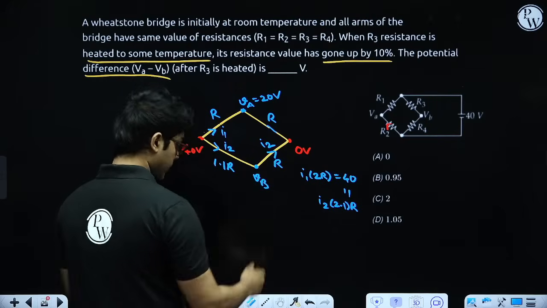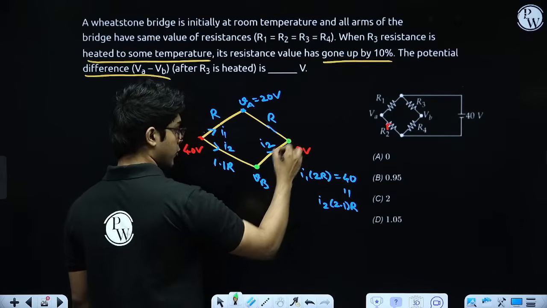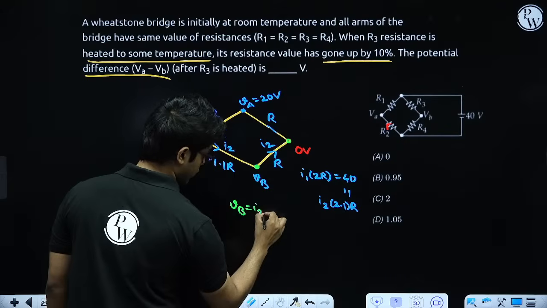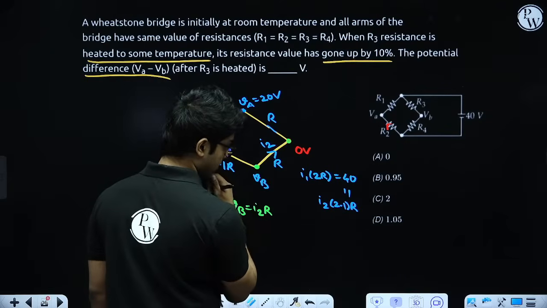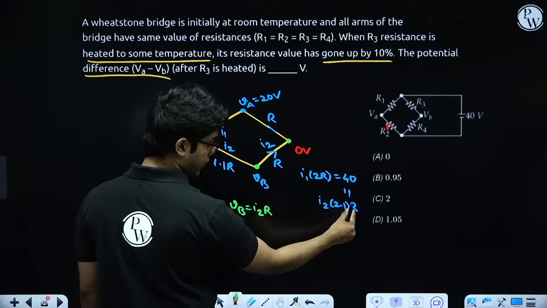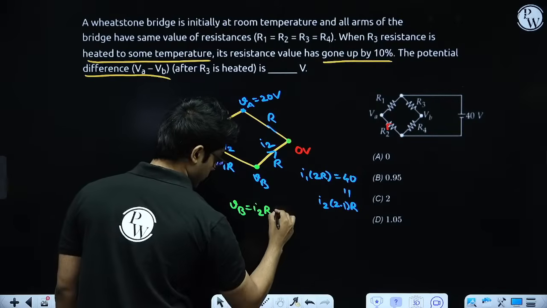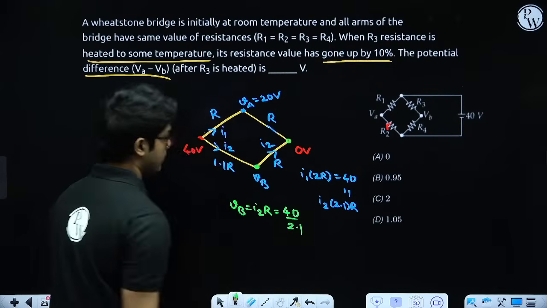So this VB voltage minus 0 is I2 into R. So VB is going to be I2 into R, right? Using this branch, applying Ohm's law. I2 into 2.1 R is 40. So I2 into R will be 40 divided by 2.1.